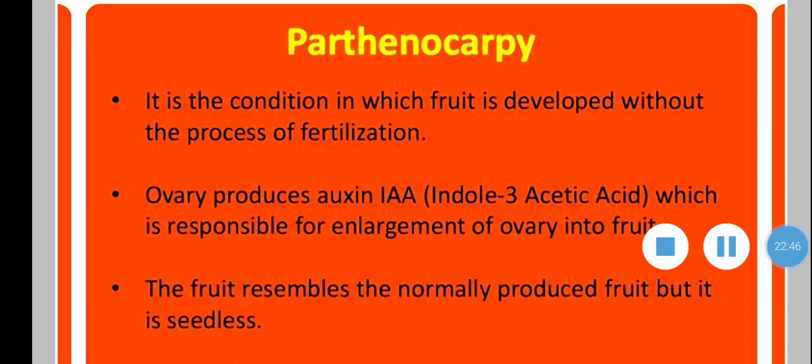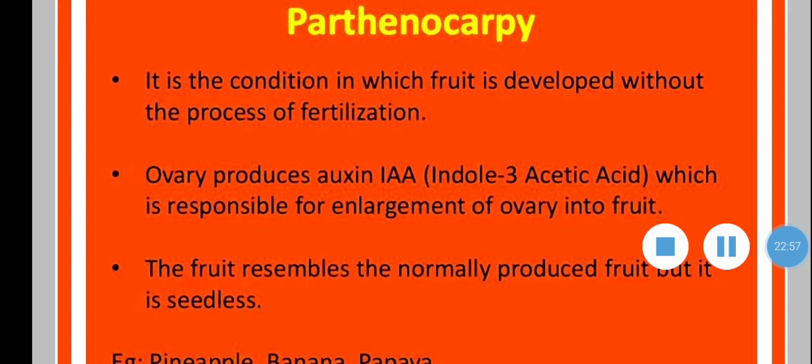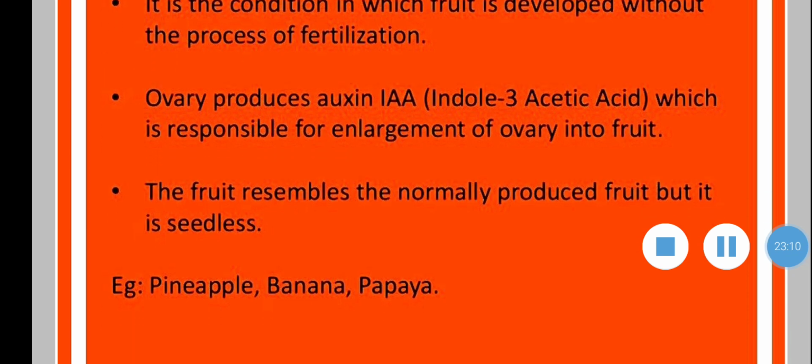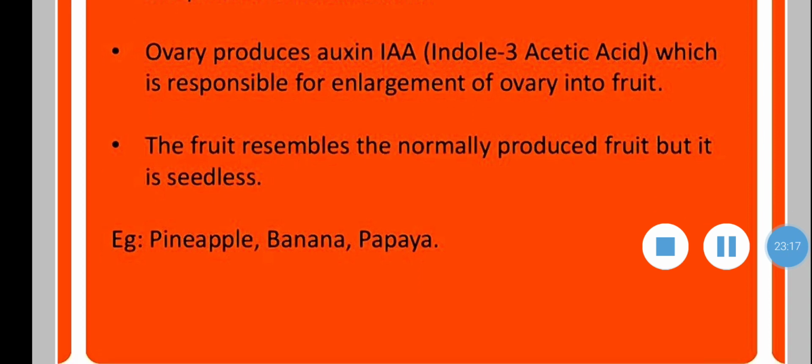The next is parthenocarpy. It is a condition in which fruit is developed without the process of fertilization. Here the normal union of male and female gametes does not take place, no fertilization, no zygote formation. So the ovary produces auxin IAA, that is indole 3 acetic acid, which is responsible for enlargement of the ovary into fruit. The fruit resembles the normally produced fruit, but it is seedless. For example, pineapple, banana, papaya, etc.